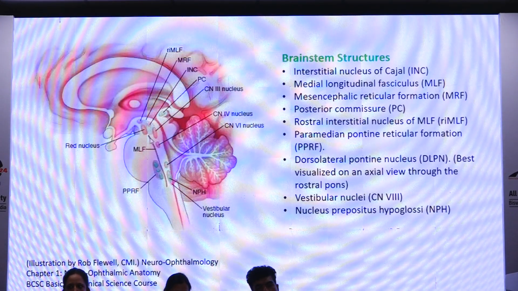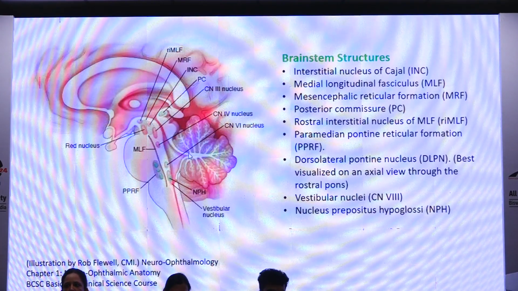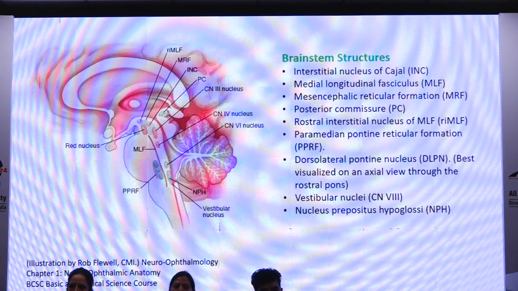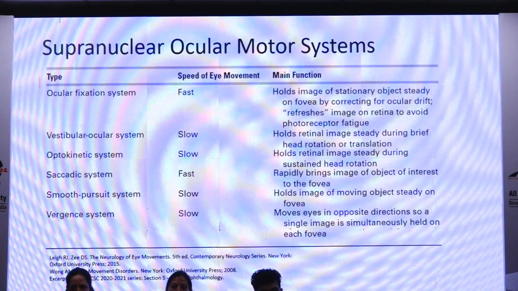This is the brainstem, midbrain, pons, medulla, along with the cerebellum. And the posterior commissure, rostral interstitial nucleus of medial longitudinal fasciculus, and paramedian pontine reticular formation, PPRF. First I am showing the short forms so that in later talks we will deal with the short forms. Dorsolateral pontine nucleus, although not visible here, is better seen in axial view. Then we have the vestibular nuclei and nucleus prepositus hypoglossi.